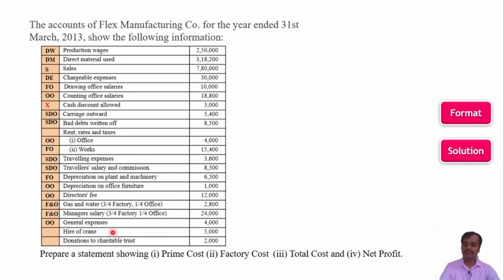Next, hire of crane. Hire of crane is factory overheads. Next item is donation to charitable trust. Donation to charitable trust is not related with the product cost, so we will not consider it in the cost sheet. So after bifurcating all these items, we have to start to solve our cost sheet problem. So we'll go to the solution of the problem.